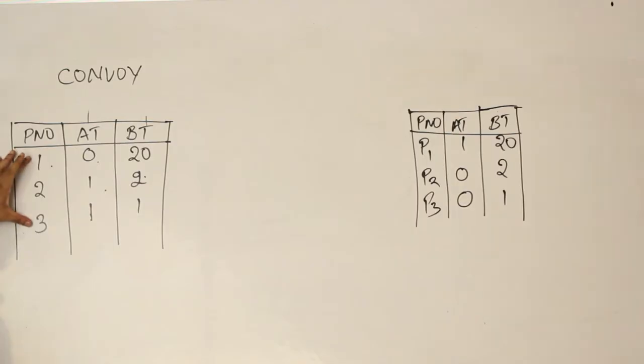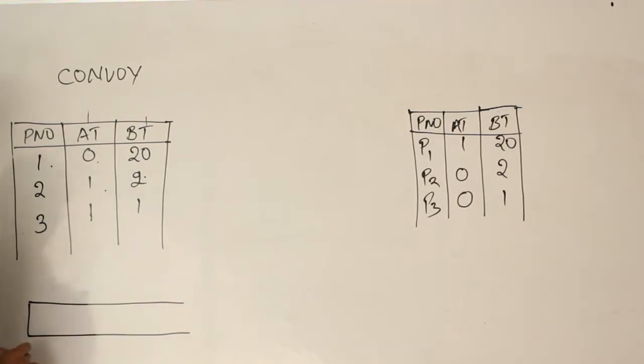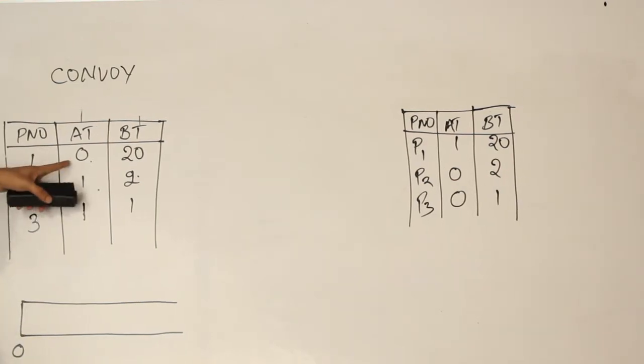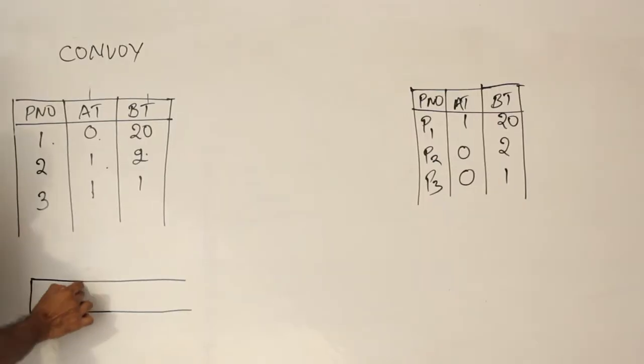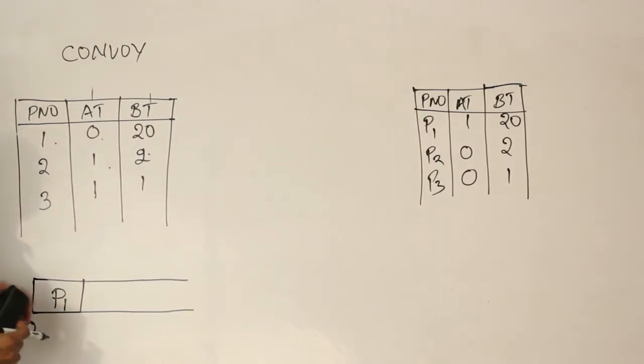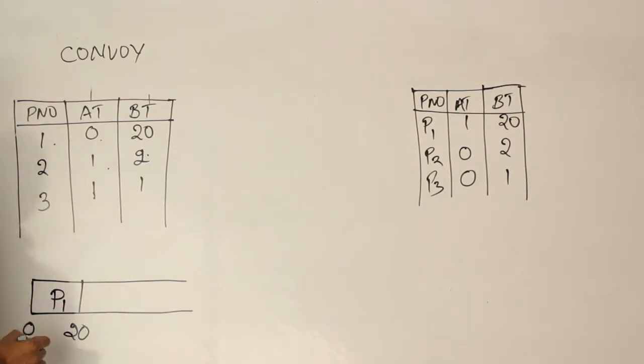See, I have three processes, and the arrival times are 0, 1, 1, and then 20, 2 and 1 are the burst times, right? So let me schedule them first. I am assuming that I am going to start the scheduling at time 0. Which one is the first one that arrived? The first one that arrived is P1 at time 0. Therefore, I have to schedule P1. And what is the time for this? The burst time is 20. So it takes 20 units of time to finish P1 if I start from 0, right?